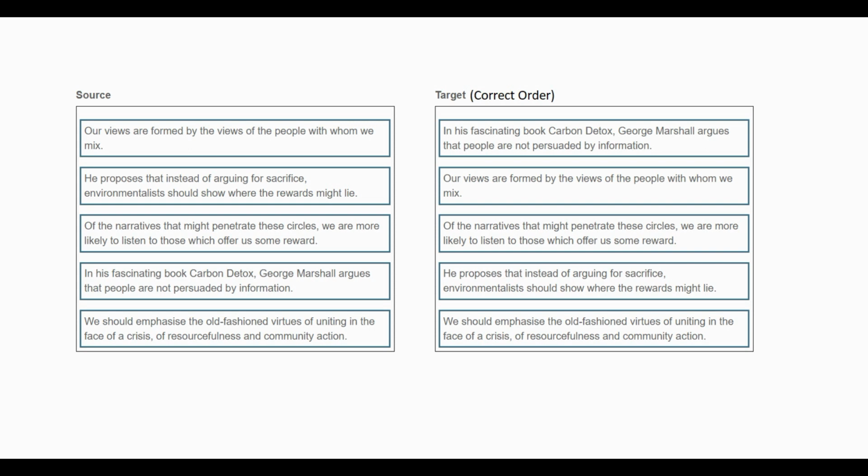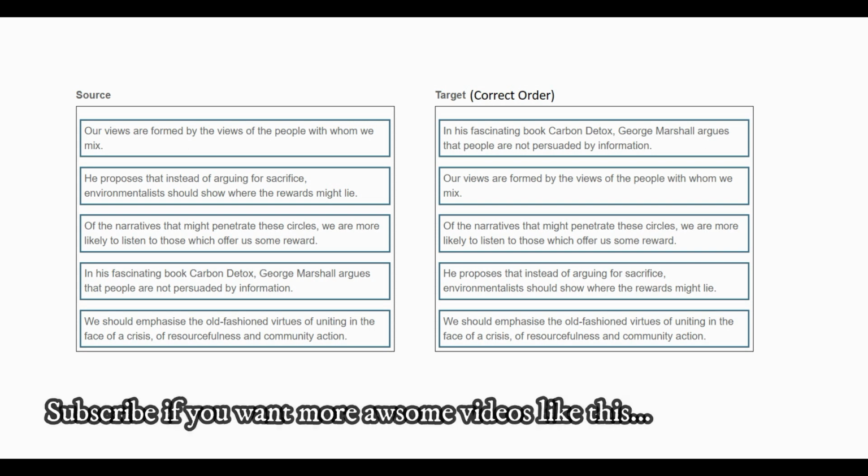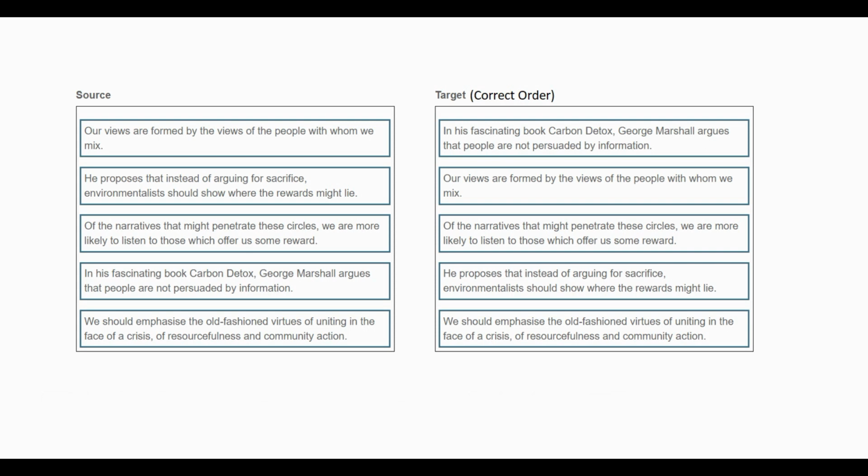So he proposes, that is the writer of course, that instead of arguing for sacrifice, environmentalists should show where the rewards might lie. And you see in the previous sentence the word reward was there, and here reward is also there. That is the clue. And of course, if you find the first four sentences, the last one automatically goes. So you have to just find the first three or four sentences in order to find the right sequence.